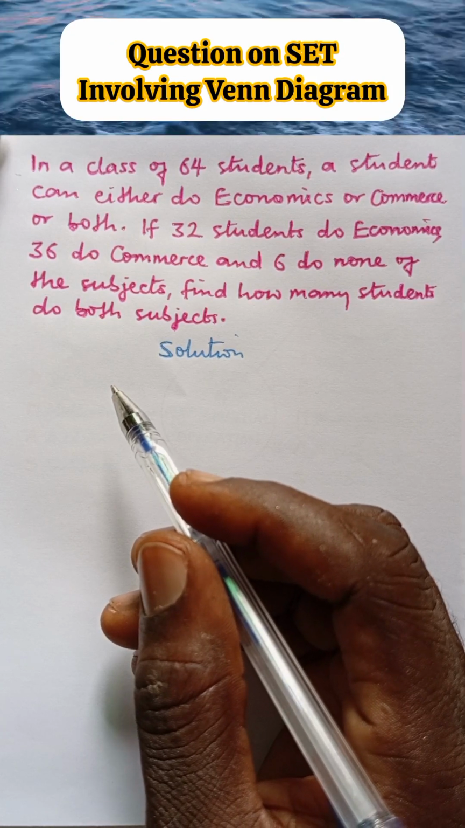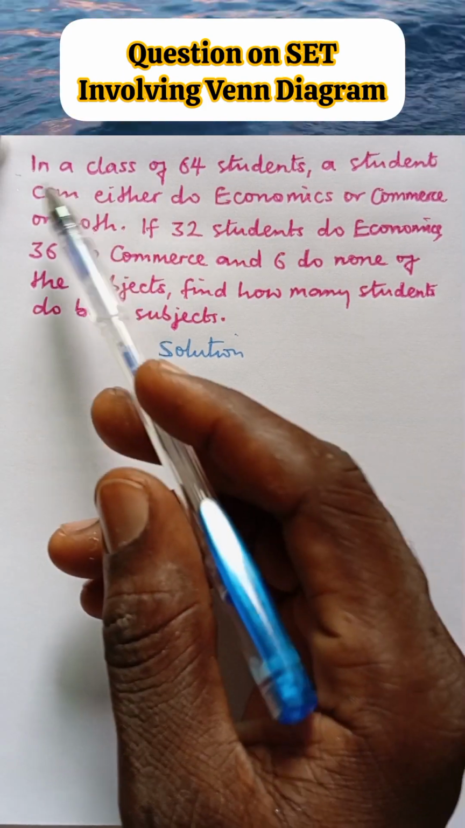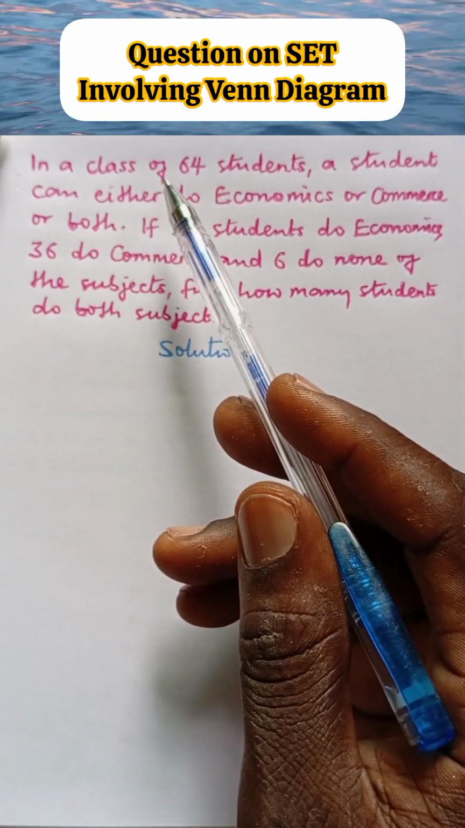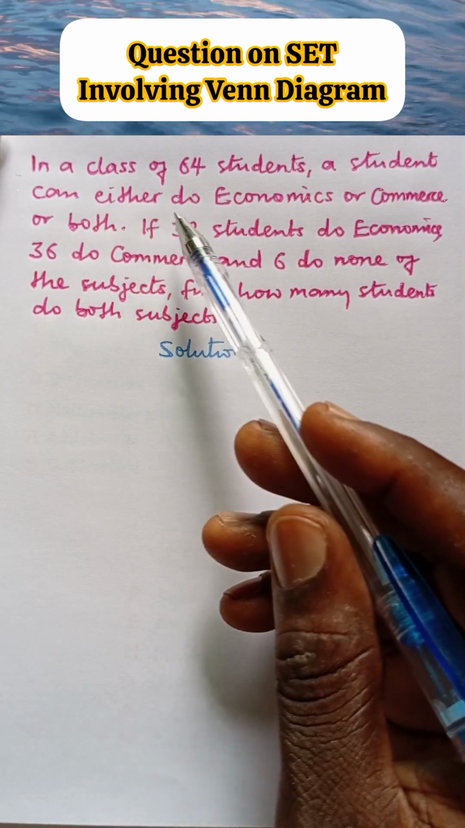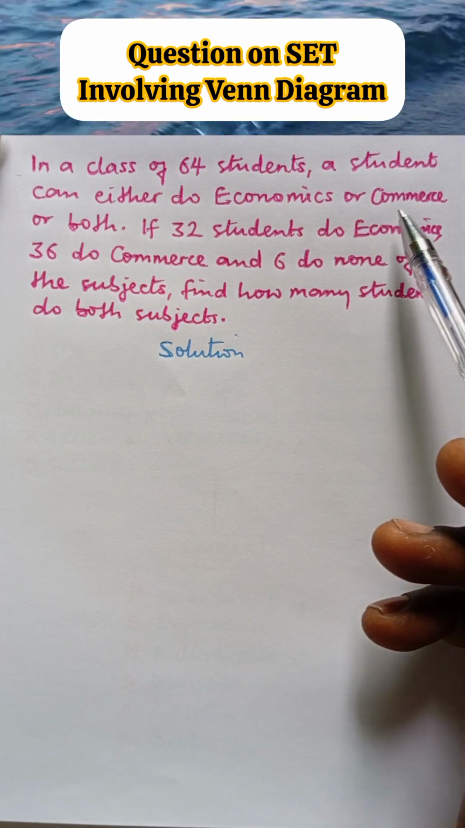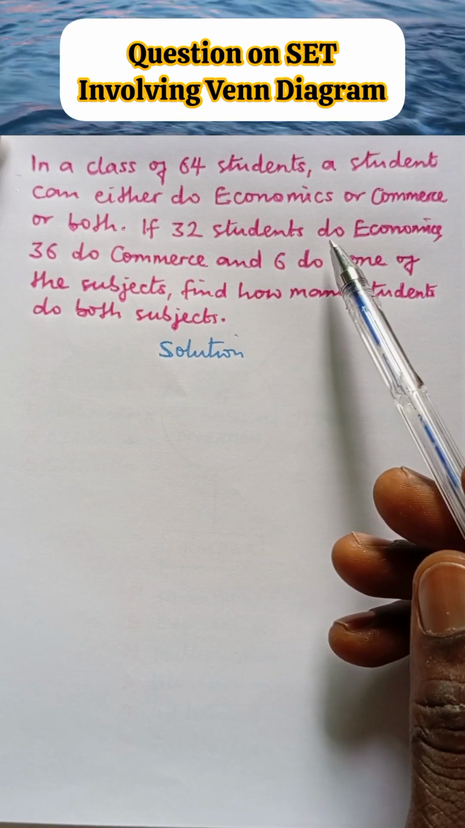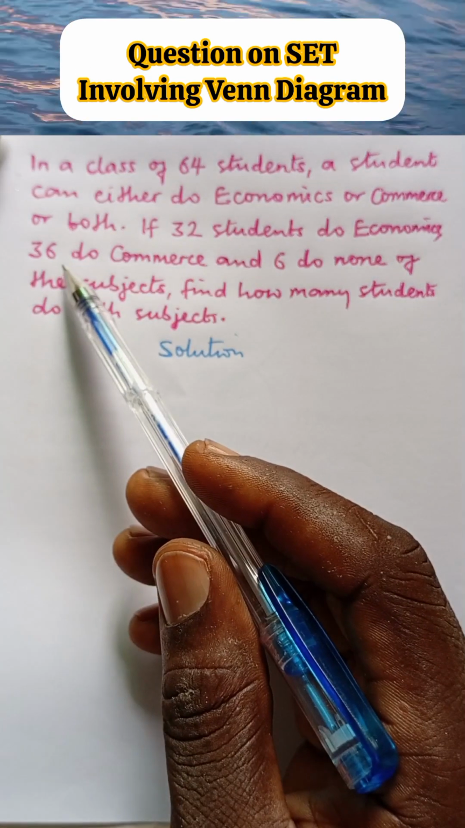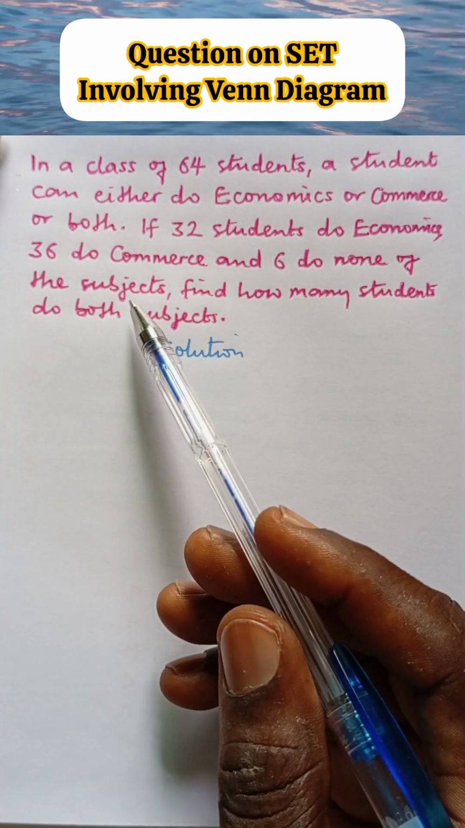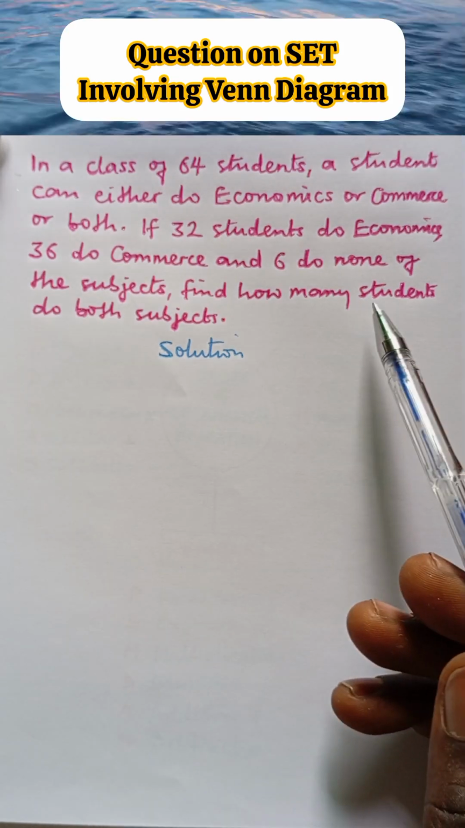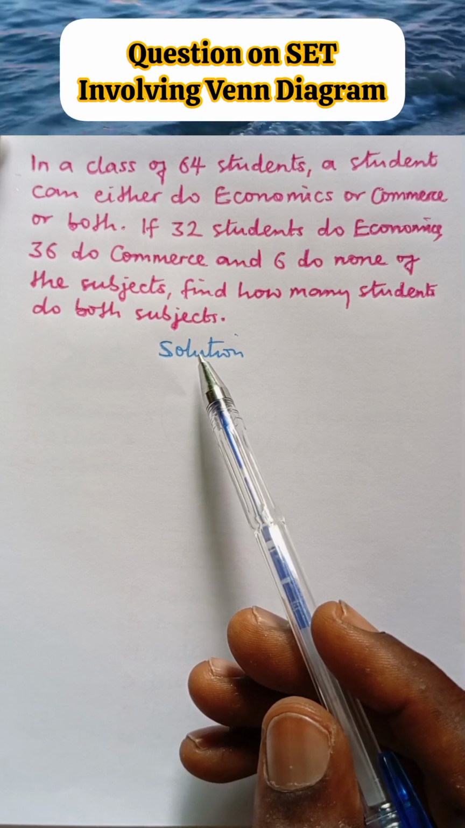We have a question here on set and Venn diagram. The question says, in a class of 64 students, a student can either do economics or commerce or both. If 32 students do economics, 36 do commerce, and 6 do none of the subjects, find how many students do both subjects. Alright, here is the solution.